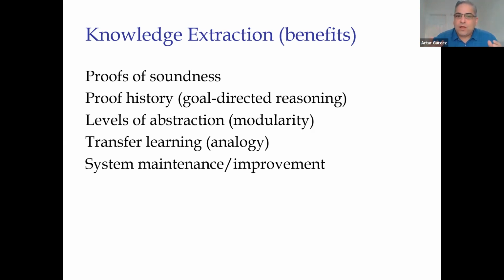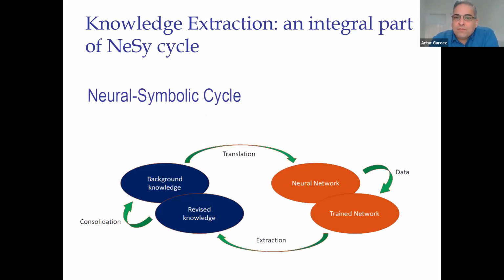It allows for modularity, modeling different levels of abstraction, and of course transfer learning and knowledge consolidation. We saw quite a lot of interest in knowledge consolidation in the continual learning session earlier. So you can reuse that knowledge, and it also helps with system maintenance, and if you want to improve performance of the system. So these are all the promises of knowledge extraction. This idea that has been an integral part of neural symbolic computing.